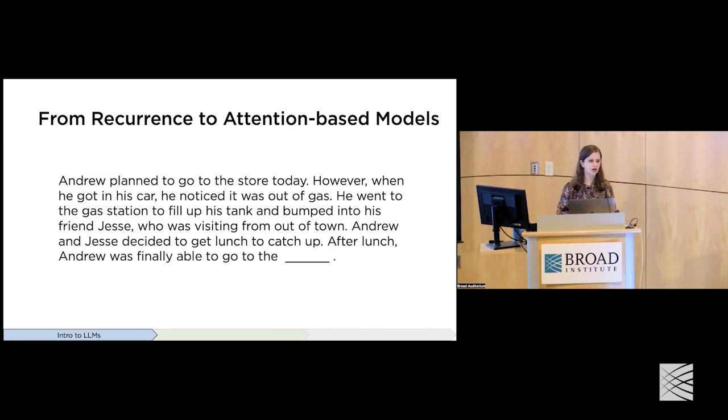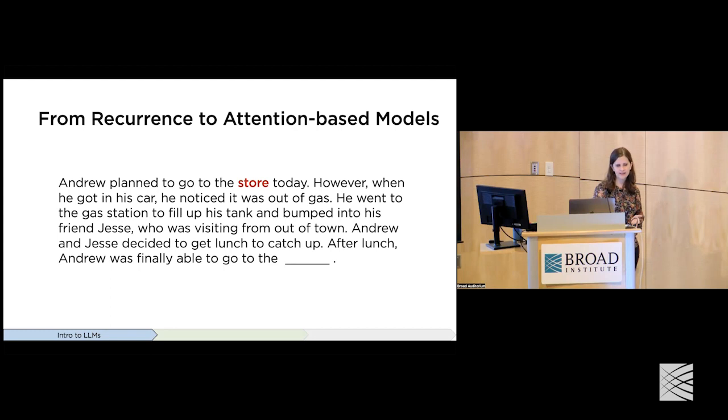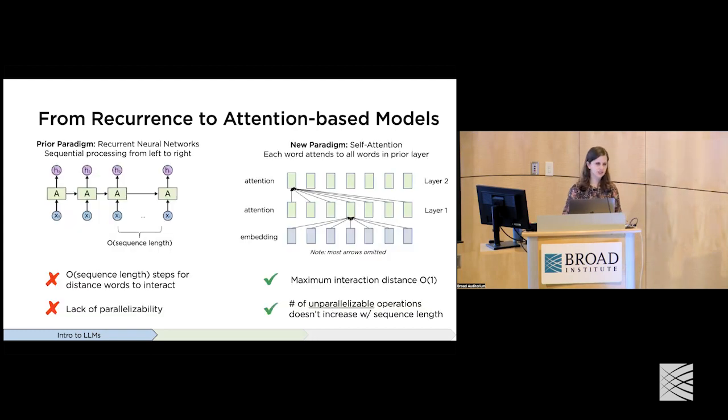Just to give a concrete example of this, let's consider you have the paragraph here, and you want your model to be able to fill in the blank again. Now, for the model to be able to successfully predict the word store here, it needs to remember the context from several sentences ago. This is really difficult, again, when the interaction distance between two words scales with the sequence length.